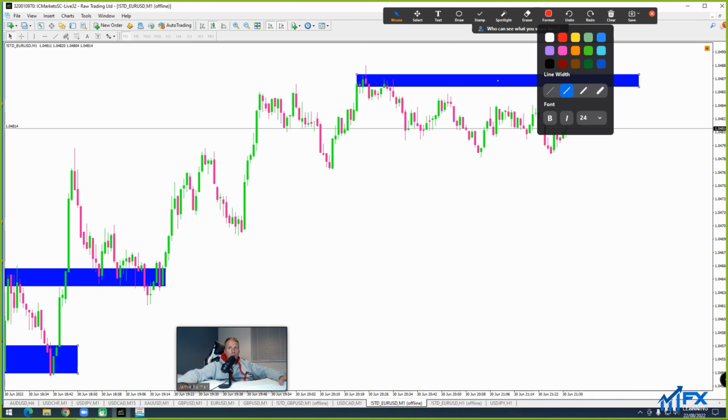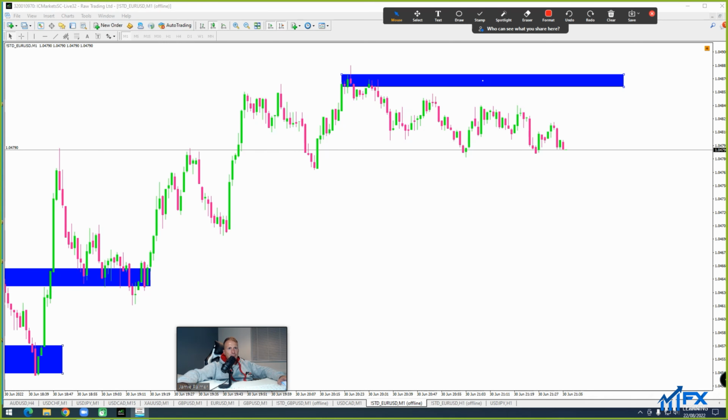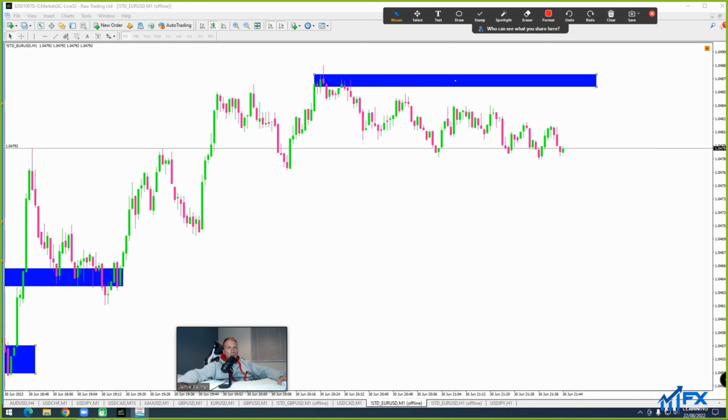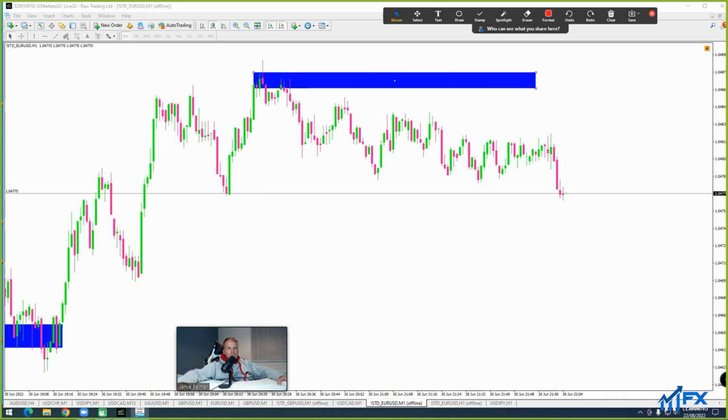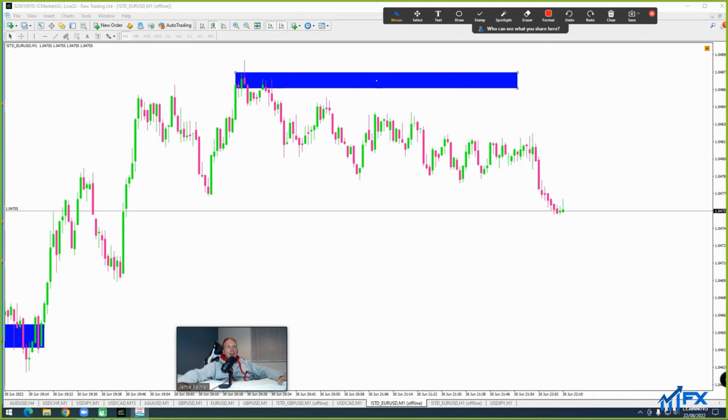So let me give you an example of what I mean. Keep an eye on it here. Now, let's see what happens here. Okay, here we go. So what we've got now is a big sell-off on Euro USD. So this is that big sell-off happening here.